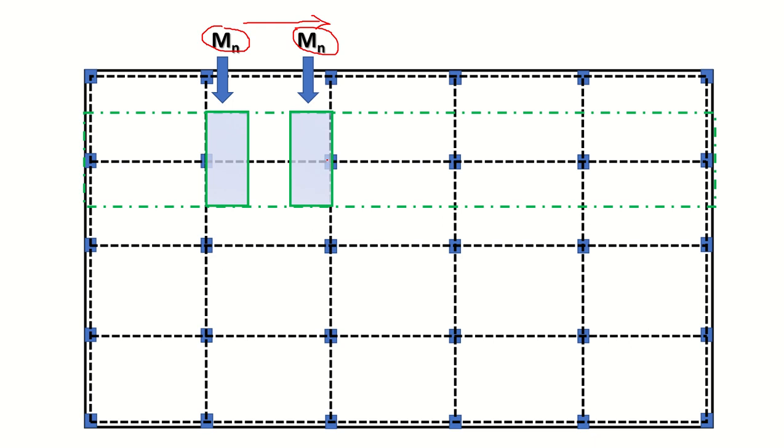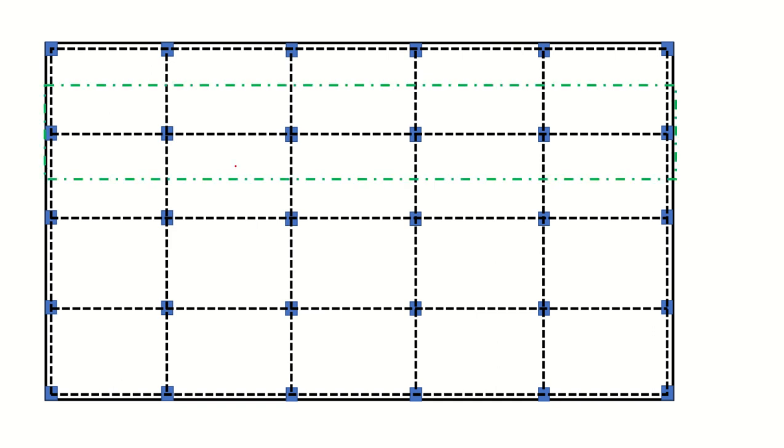These are the supports, the columns, and a portion of it will go to the center, which we call M positive. So the M naught, which we just determined in the previous step, is now distributed or divided into M negative and M positive. Now we have to further distribute these moments in the perpendicular, orthogonal direction, the shorter direction.